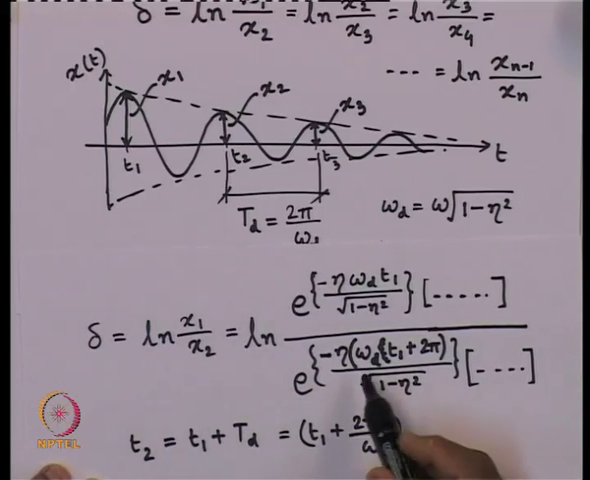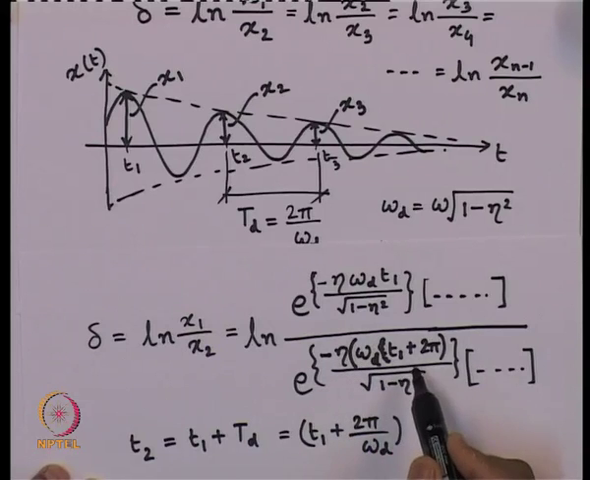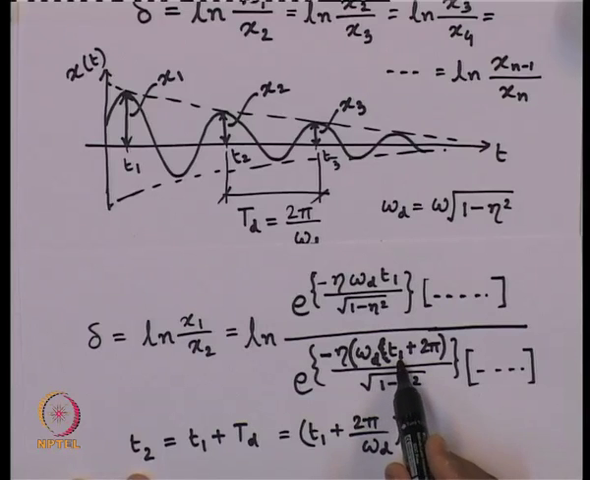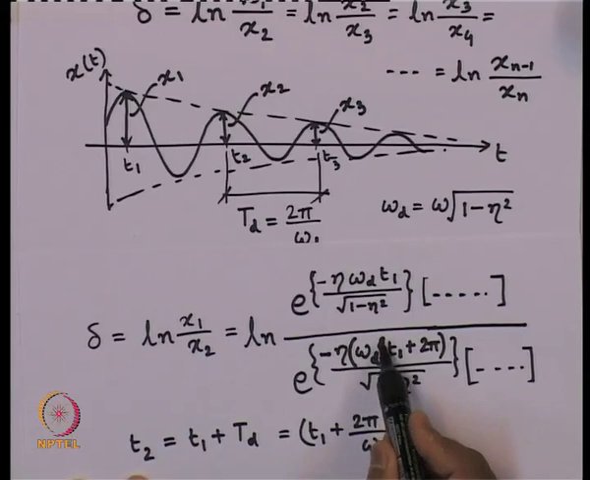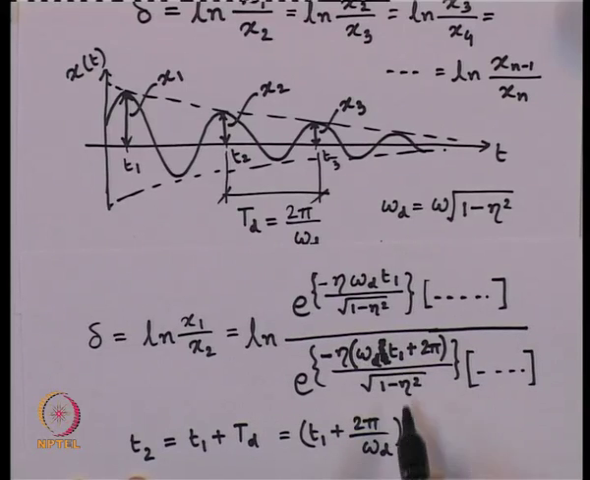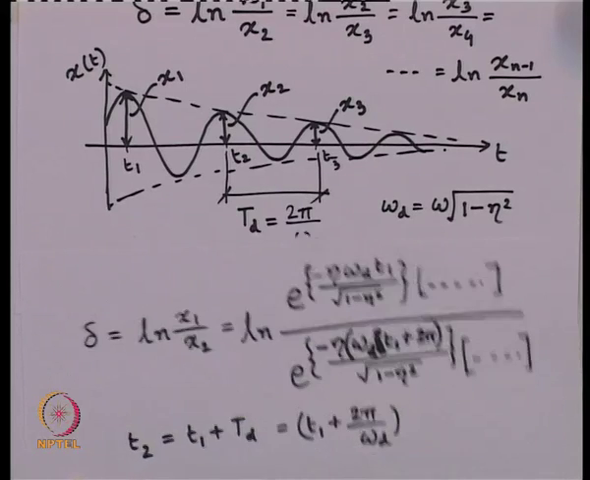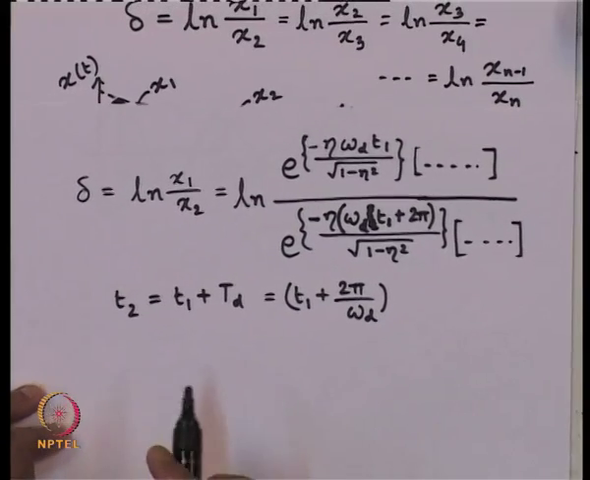So, in case of x 2, it will be eta omega times t 2. In case of t 2, I put t 1 plus 2 pi by omega d, multiplied with omega d. So, it becomes omega d times t 1 plus 2 pi. Let me write it again more clearly.